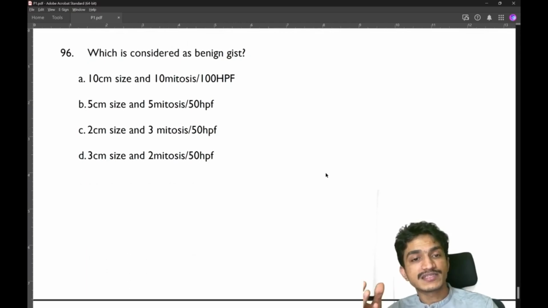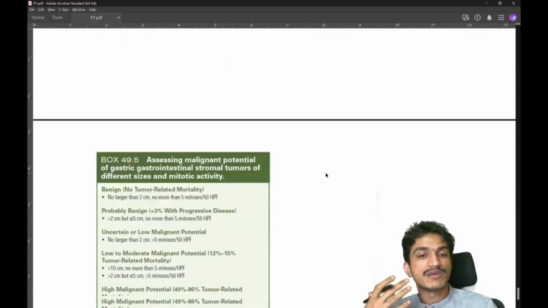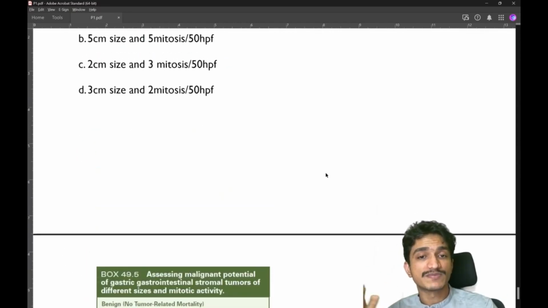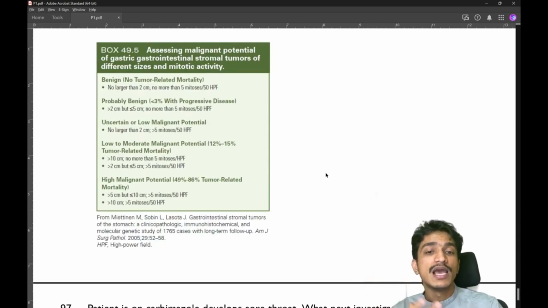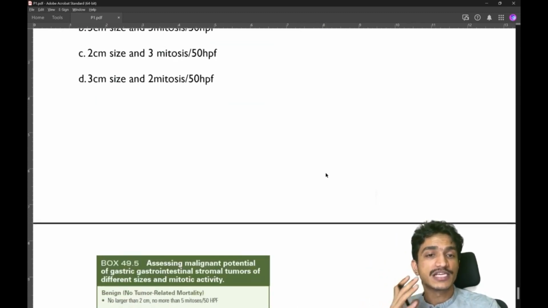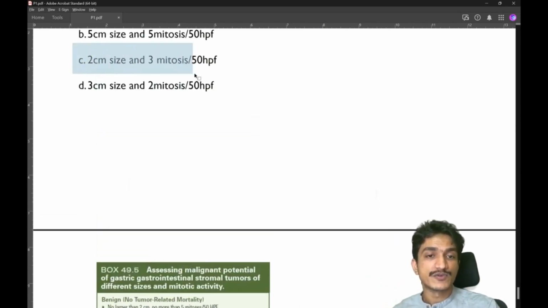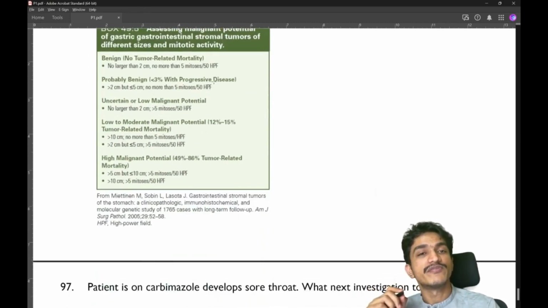Now which is a benign cyst? So it is pretty much very easy: 2 centimeter, 3 mitosis per 50 hyperfil, according to this box given in Sabiston. That is benign, not larger than 2 centimeter and no more than 5 mitosis per 50 hyperfil. So the answer in this case should be C, that is size of 2 centimeter and 3 mitosis per 50 hyperfil.